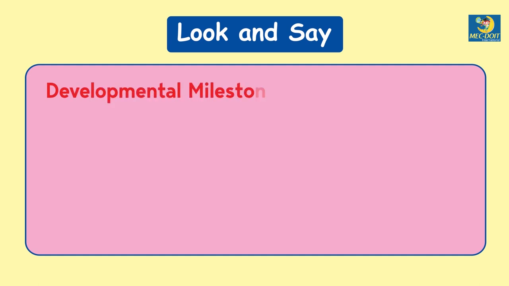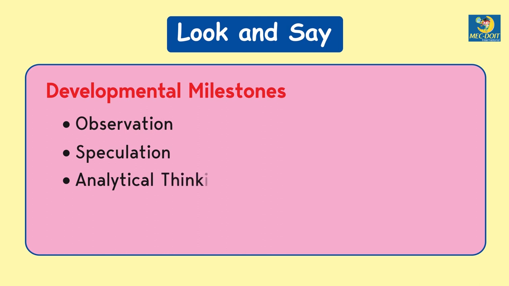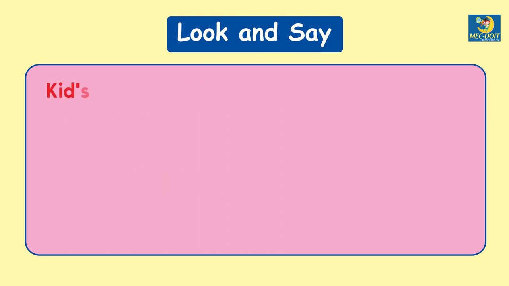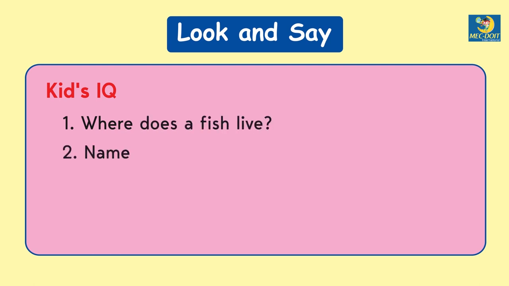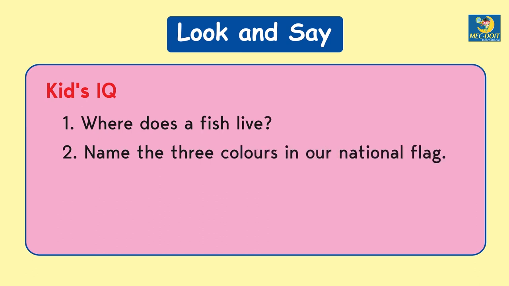Developmental milestones: observation, speculation, analytical thinking, kids' IQ. Question 1. Where does a fish live? Question 2. Name the three colors in our national flag.